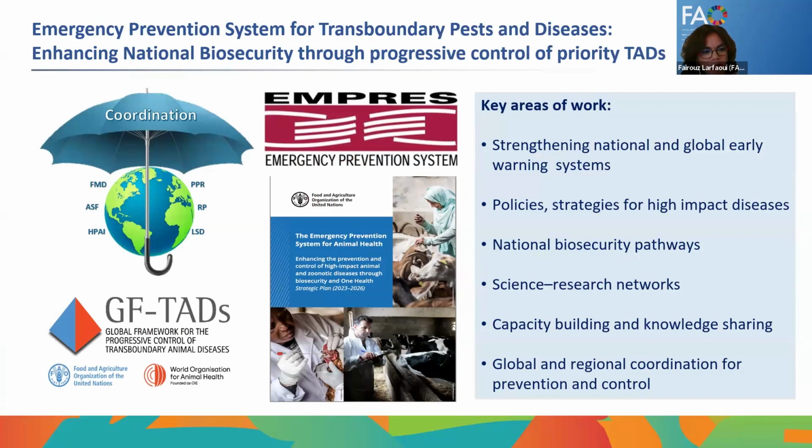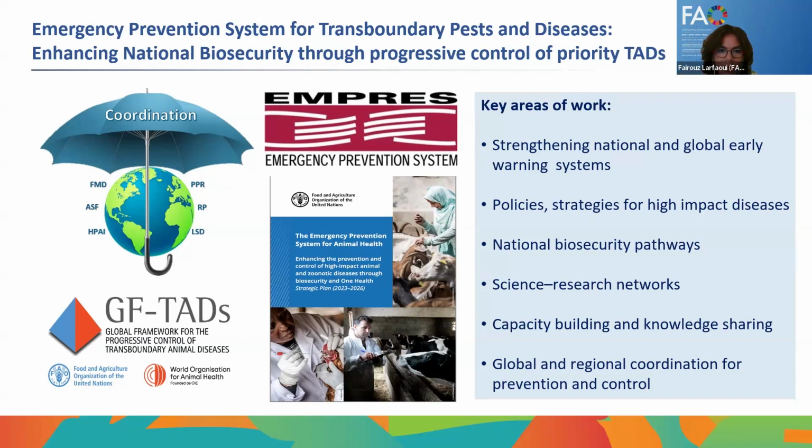And I want to mention here the Emergency Prevention System program. We also still have a partnership component, the GF-TADs, which is the Global Framework for the progressive control of transboundary animal diseases, between FAO and WOAH. These all allow for better coordination and a mechanism to address diseases, such as the PPR, Peste des Petits Ruminants program, which you will see later on from my colleague, Felix Njeumi.